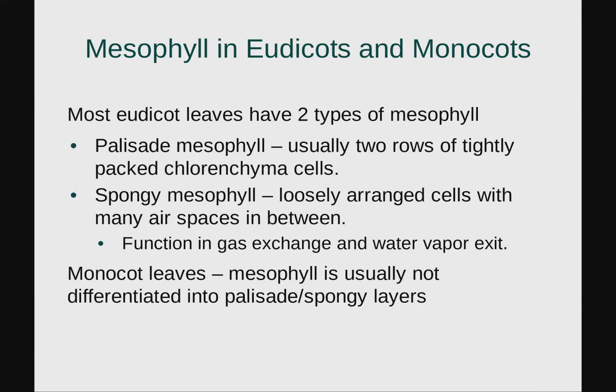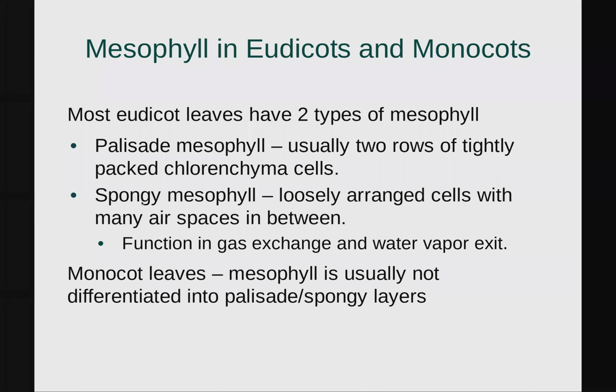Mesophyll is an important part of leaves as well. Now, most eudicot leaves have two types of mesophyll. The first is what we call the palisade mesophyll, which usually occurs in two rows of tightly packed chlorenchyma cells. And then the spongy mesophyll, which is loosely arranged cells with many air spaces in between them, which function in gas exchange as well as water vapor exit. And then monocot leaves typically have mesophyll that is usually not differentiated into either of these.